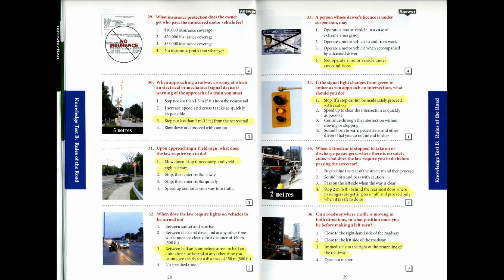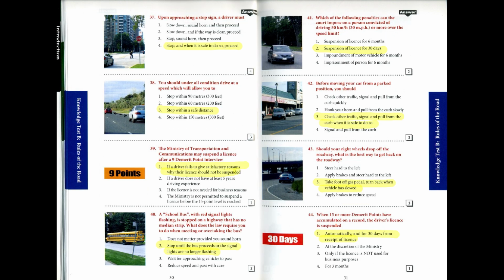Number 36. On a roadway where traffic is moving in both directions, in what position must you be before making a left turn? Immediately to the right of the center line of the roadway. Number 37. Upon approaching a stop sign, a driver must stop, and when it is safe to do so, proceed. Number 38. You should under all conditions drive at a speed which will allow you to stop within a safe distance.